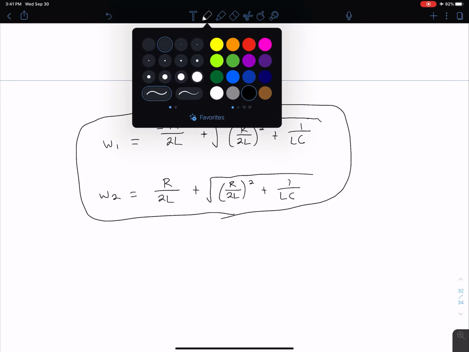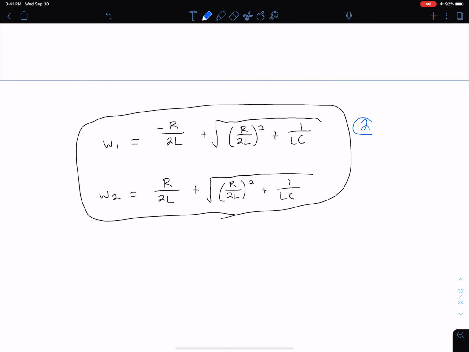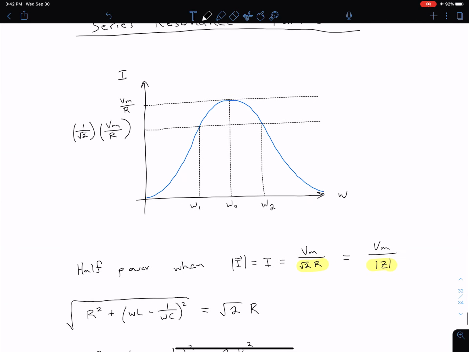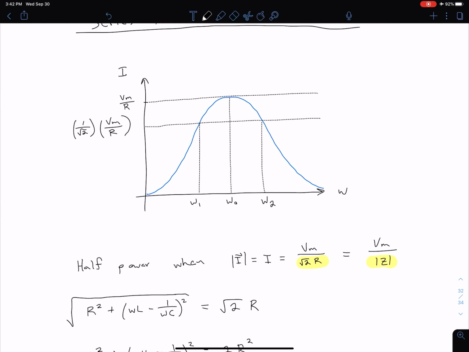And so again, to be consistent with the notes, I'm going to label these as equation 2 and equation 3. And what these are called are our half power frequencies. And so again, if we come up here to our plot, we can see that those are the frequencies at which our power has dropped by half, or our current magnitude has dropped to about 0.707 of its maximum value.